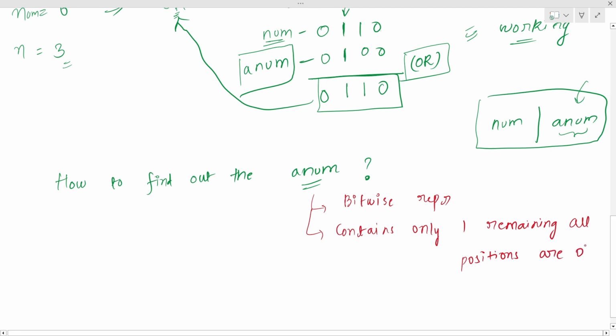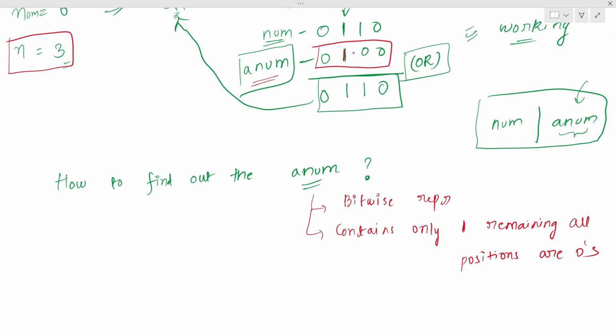Hope you got it right. We know that it contains only one 1 at some specific location. What is that specific location? That is nothing but n, right? So your a num is simple. It is a bitwise representation and it contains only one 1. That means in this entire bitwise representation, you will have only one 1, and remaining all the positions are zeros.